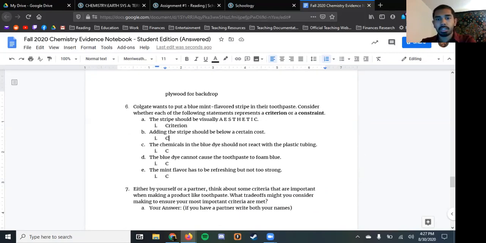Next up, the stripe should be below a certain cost. Well, here we're thinking about budget, and if we're thinking about budget, that's certainly a constraint. We're being limited based on our cost.